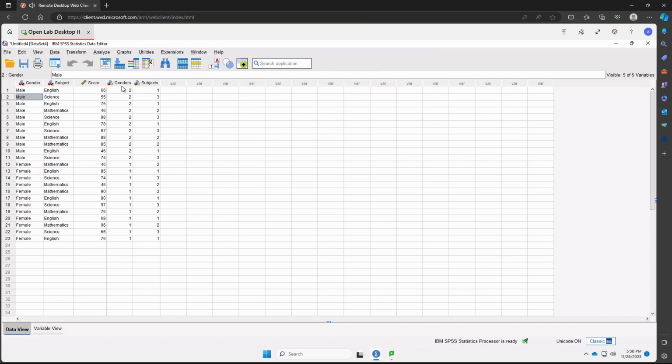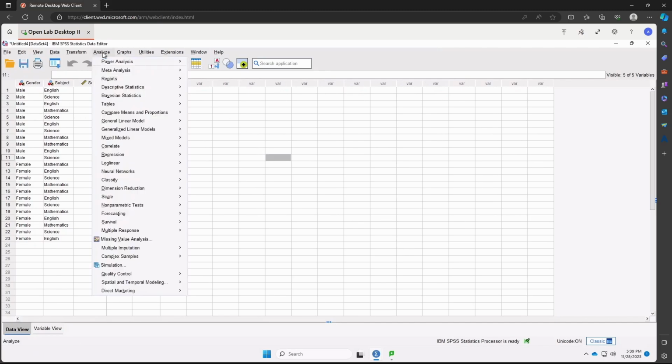And right now you can see we have gender and subject, and you can tell that male is indicated as 2 and female is 1. Same thing for subject: English is 1, science is 3, and mathematics is 2. Cool.